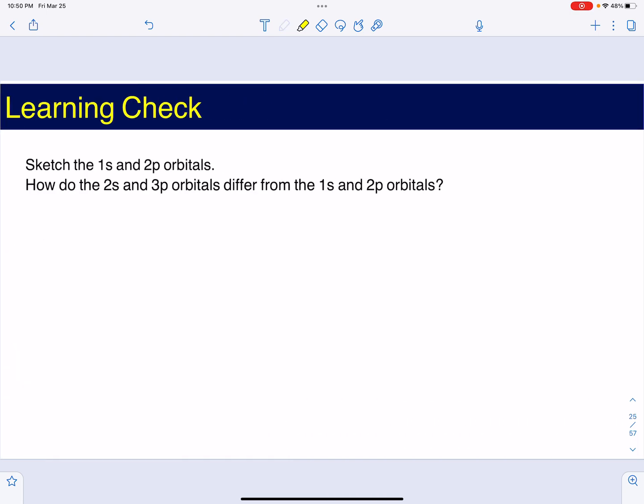So now how can we do a problem like this? Sketch the 1s and 2p orbitals. So 1s is going to be like a ball. Imagine that's 3D. And the 2p orbitals, the p orbitals, are going to be, one goes like that. Remember, we're not moving the electrons along these lines, right? The electrons are somewhere in there and in there. So it's a probability map.